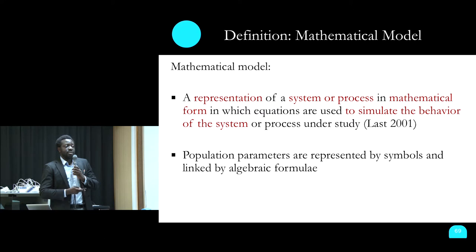In mathematical modeling, we use population parameters in the form of symbols, and there is a relationship between the different components in the system, expressed using algebraic formulas.